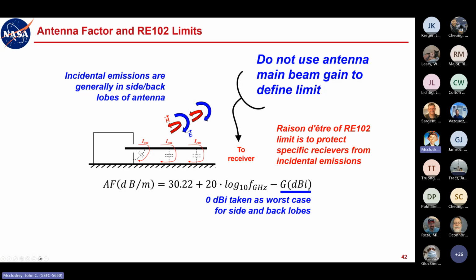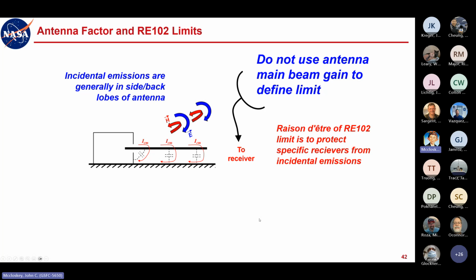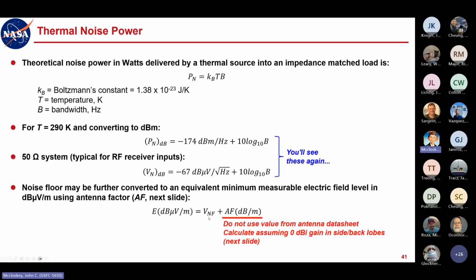So if you use 30 dBi here instead of 0 dBi in this equation, then you're subtracting the gain, right? So your antenna factor is going to be 30 dB lower than a reasonable value you should be using to determine a notch level. So your antenna factor is going to be 30 dB too low. And if that's the number you're adding to your noise floor, you're adding a number that's 30 dB lower than it should be, then you're going to get a noise equivalent electric field that's 30 dB lower than it should be.